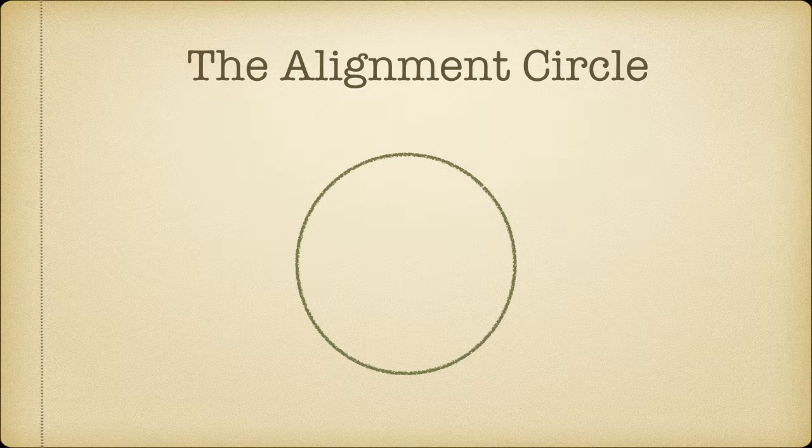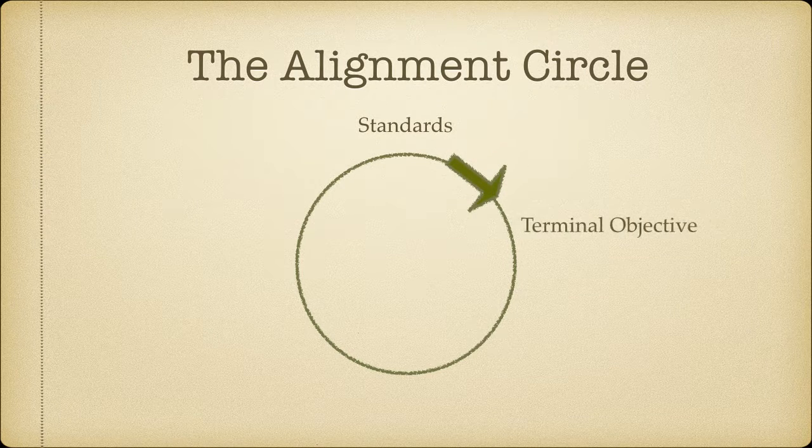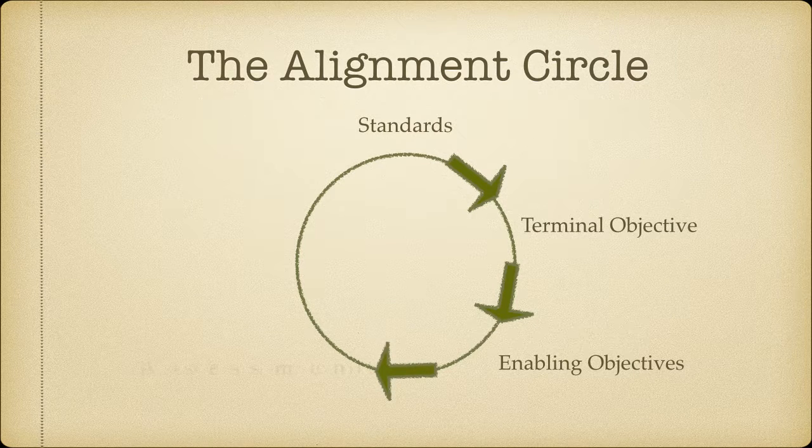And so then we started talking about the alignment circle, how we take our standards, we turn those into terminal objectives. We then utilize the terminal objective to help us develop the enabling objectives. And then that's when we have to start thinking about the overall assessment. And if you recall, the overall assessment, at least for the sake of this assignment, will be taking your enabling objectives and turning that into some type of overall lesson rubric.